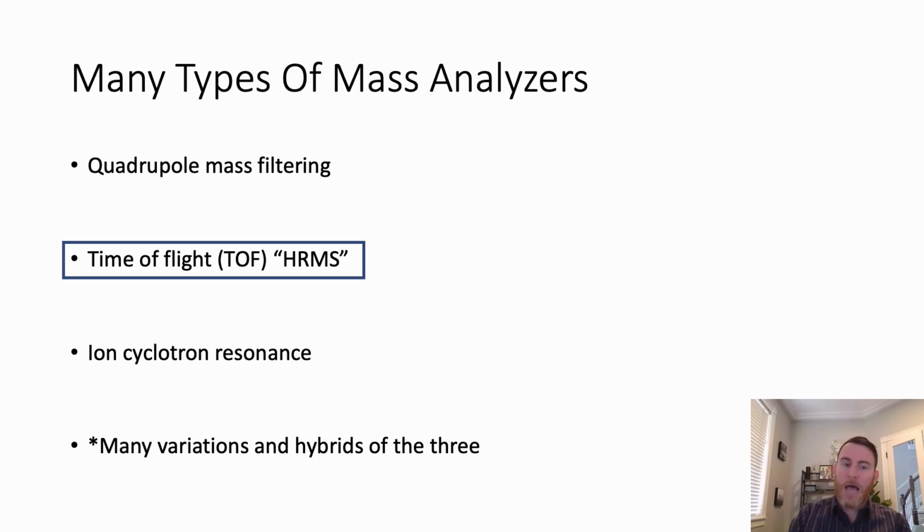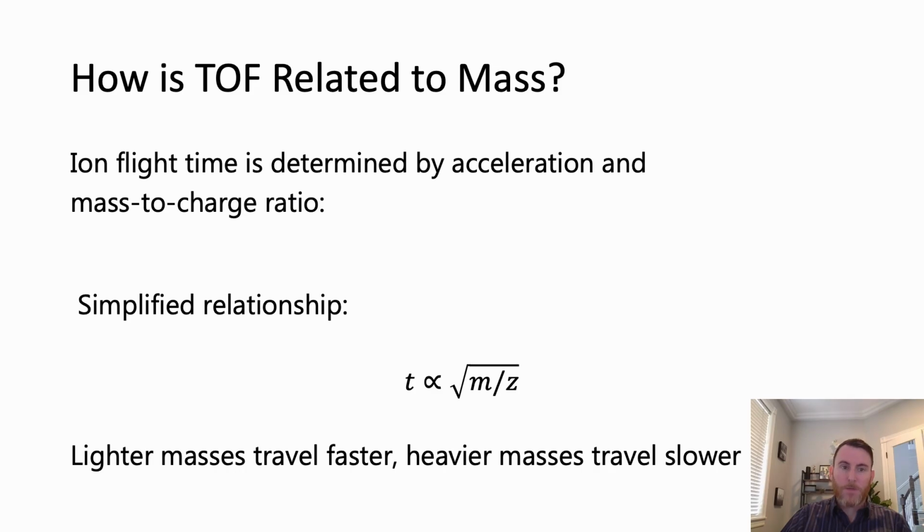Let's quickly talk about time of flight, which is also high resolution mass spectrometry, or that is a term that is used sometimes to describe time of flight mass spectrometers. So getting into just a brief amount of math here, how is time of flight related to mass anyways? So the idea of an ion's flight time, and I'll show you some pictures of this, is effectively determined by the acceleration and its mass to charge ratio.